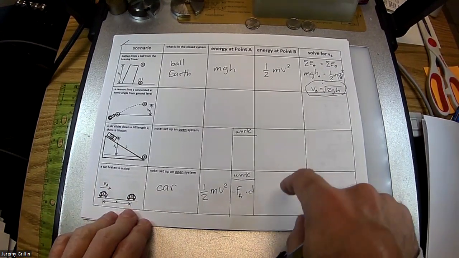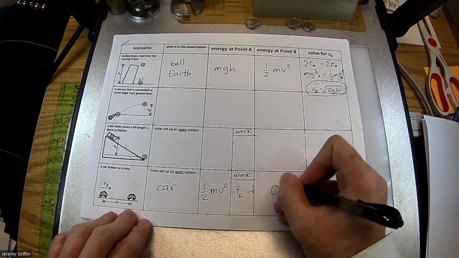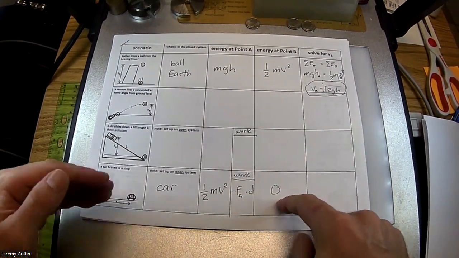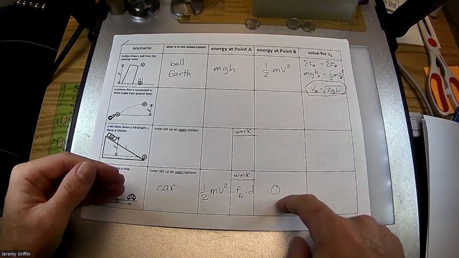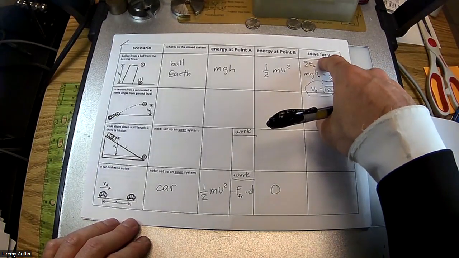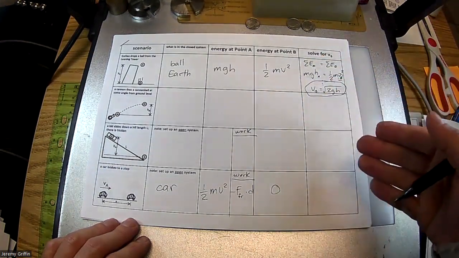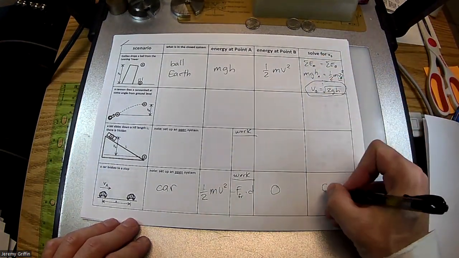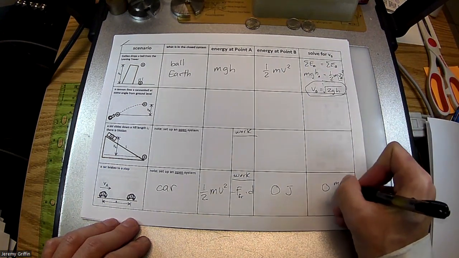And then when the car comes to a complete stop, it says the word stop. Guys, what's the energy? Yeah, zero. There's zero kinetic energy because it's not moving. Zero potential energy. It hasn't gone up any hills. I don't see any springs. And then I have a universal question on this table. What's the speed at point B? Which in this case, the answer would just be 0. So this is 0 joules. This is 0 meters per second.